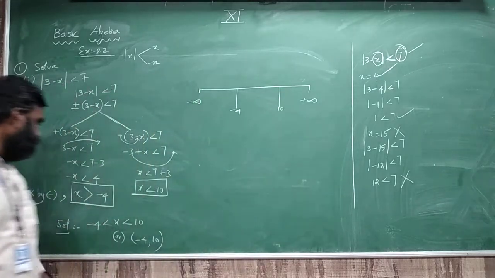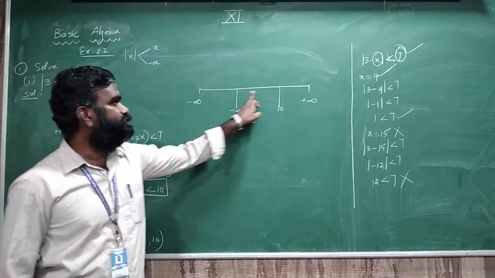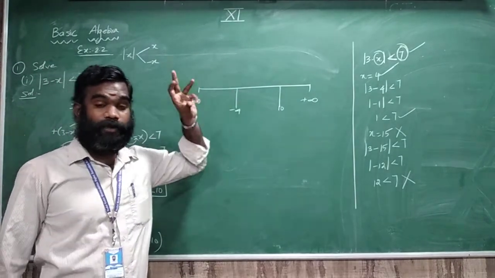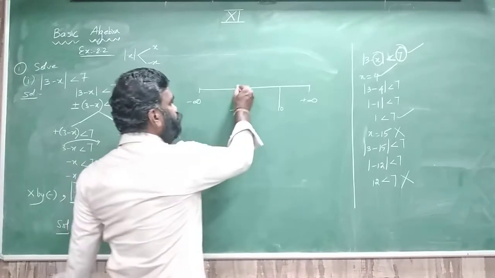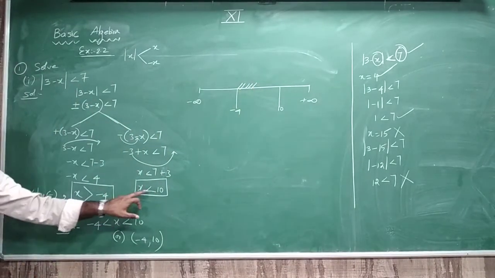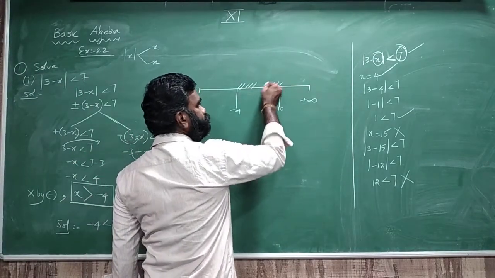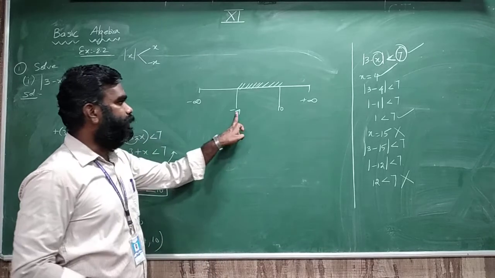What is given here? See, greater than -4. This side is less than -4. On this side, compared to -4, -3 is greater. Next, x is less than 10, so x is on this side. So we can take values from -4 to 10.